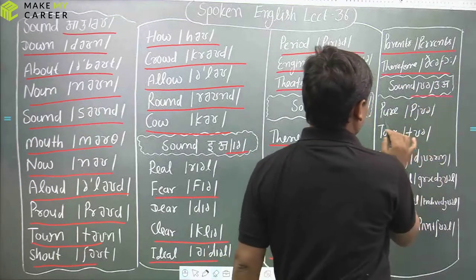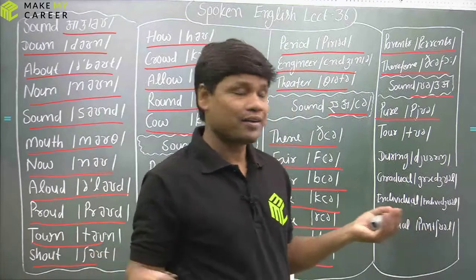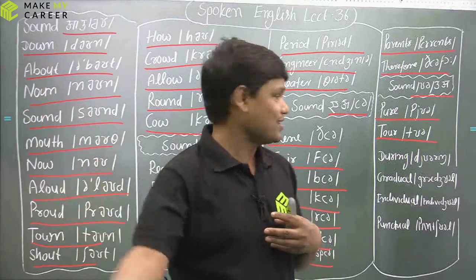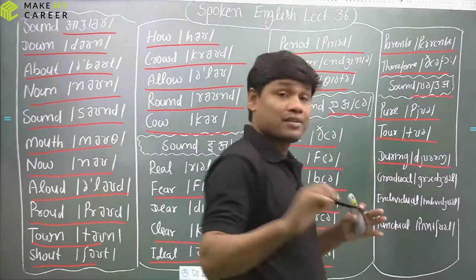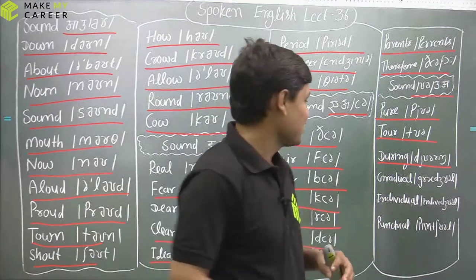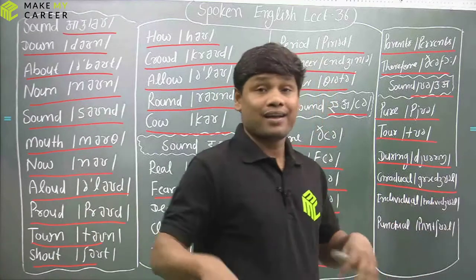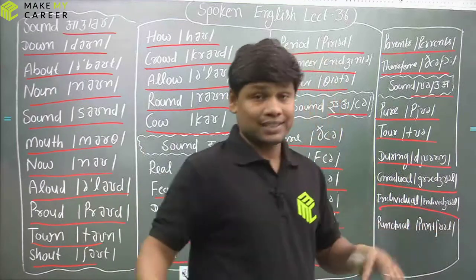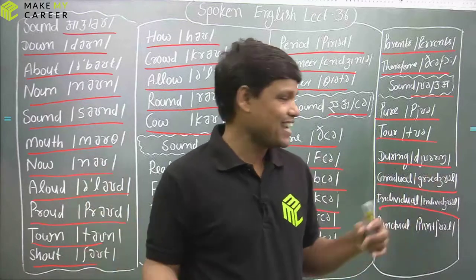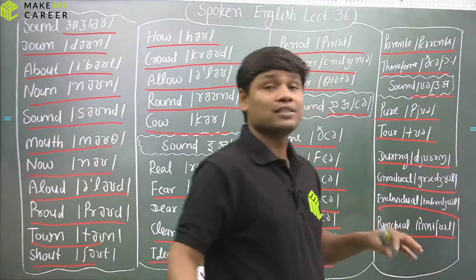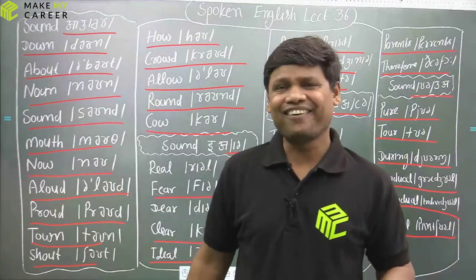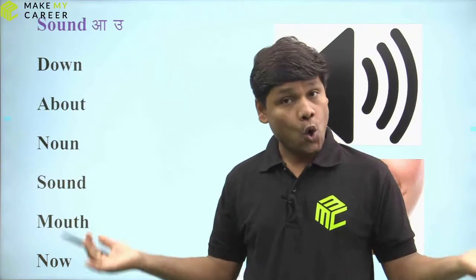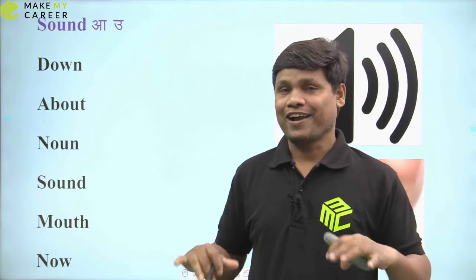Next one, sound oo and a. Pure. Next one is tour. Tour. Right? I'm going on a long tour. Right? Next one is during. Again I repeat during. Next one is gradual. Again I repeat gradual. Next one is individual. Again I repeat individual. Okay. Next one is punctual. Again I repeat punctual.